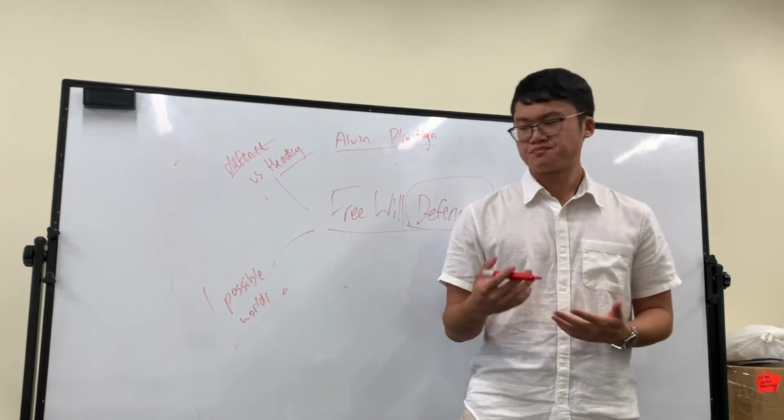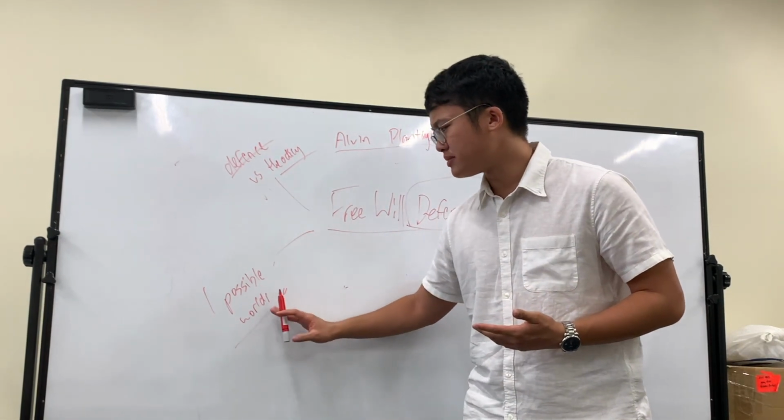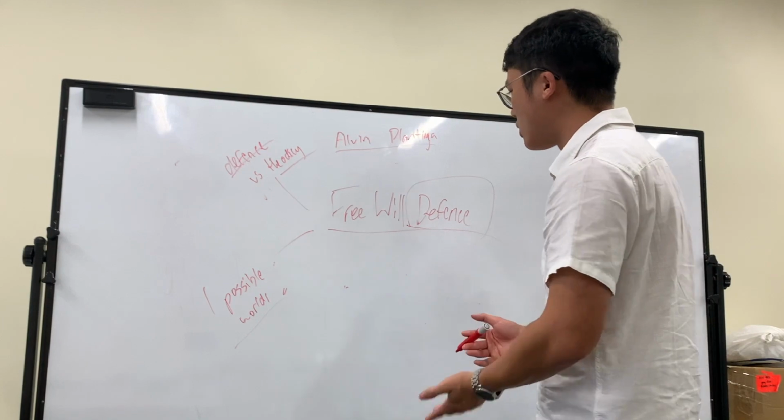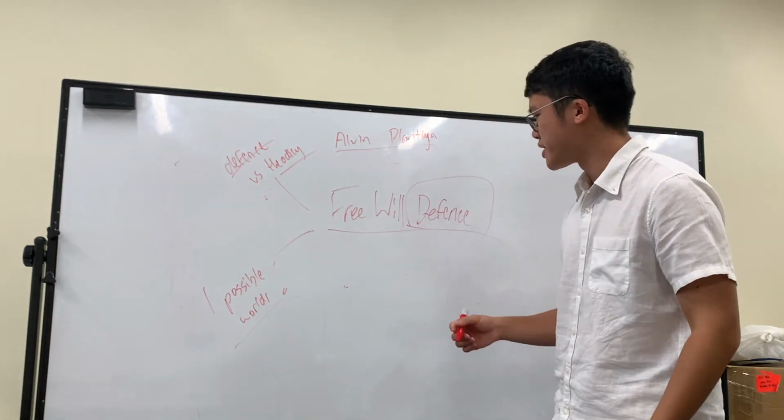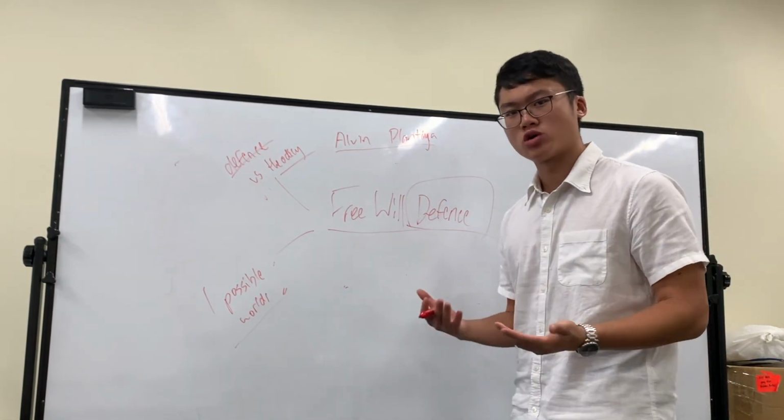Now that we're talking about that one possible world, let's talk a bit about how we get to that one possible world. How do we get a world in which God and evil coexist?